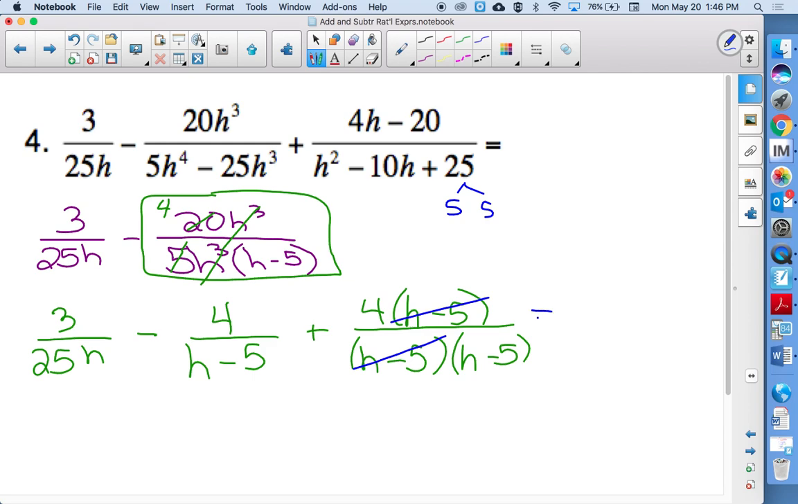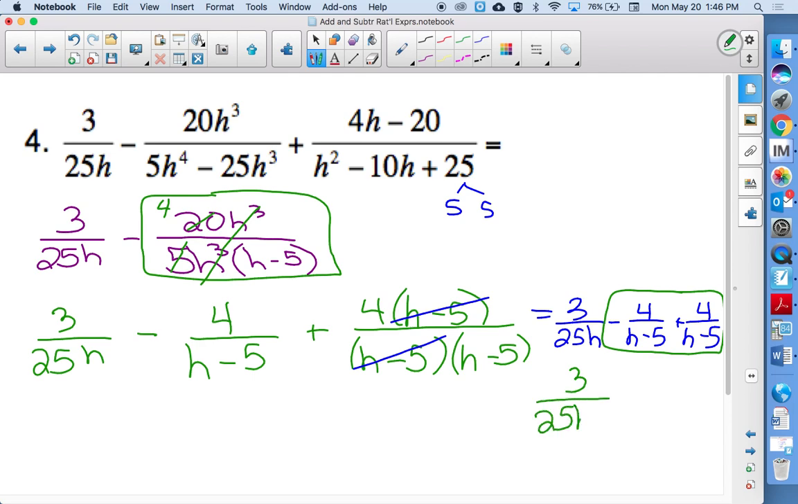So we have 3 over 25h minus 4 over h minus 5 plus 4 over h minus 5. What happens? You can add the 4 over h minus 5s, and then you would leave just the 3 over 25h. Yeah. So like the problem above, they were both adding, so we combined them together. This problem, they're opposites. We have a negative and a positive. They're identical. They cancel. And you're just left with 3 over 25h.